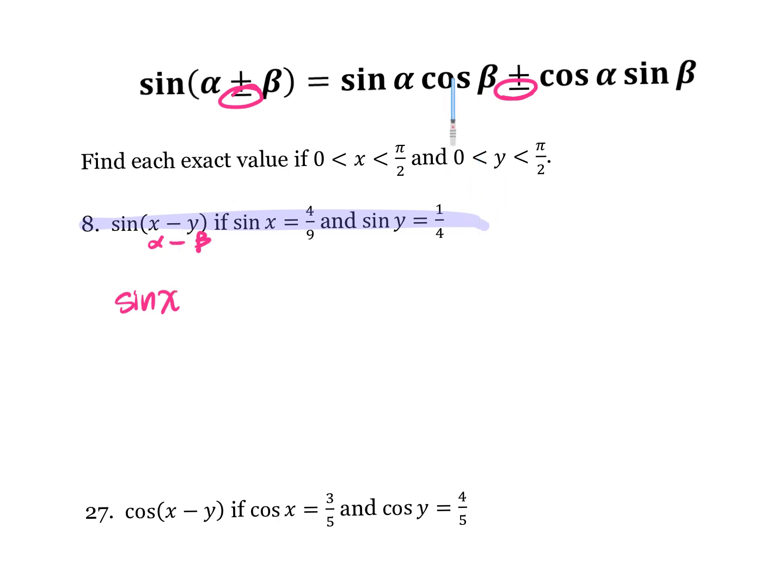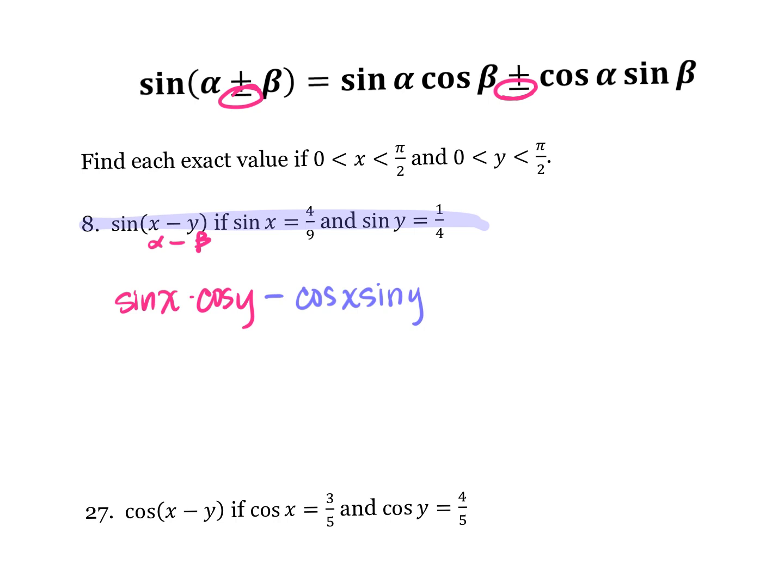Beta. Agreed. Times the cosine. Instead of beta, what am I going to write this time, buddy? Why? It's 8. Plus or minus? It's going to be a whopping minus. Cosine of alpha or x. And sine of y.